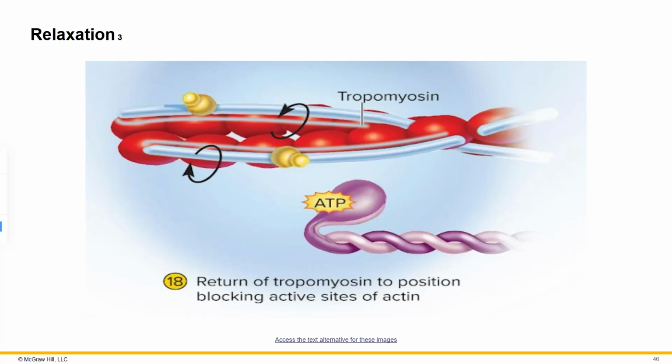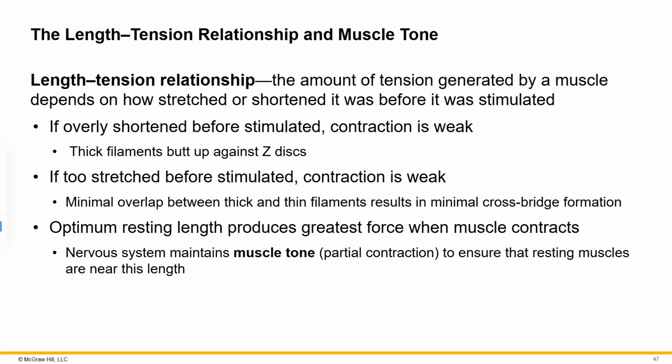This returns tropomyosin to the position blocking active sites of actin. Length-tension relationship: the amount of tension generated by a muscle depends on how stretched or shortened it was before it was stimulated. If overly shortened before stimulated, contraction is weak. Thick filaments butt up against Z discs. If too stretched before it's stimulated, the contraction is weak.